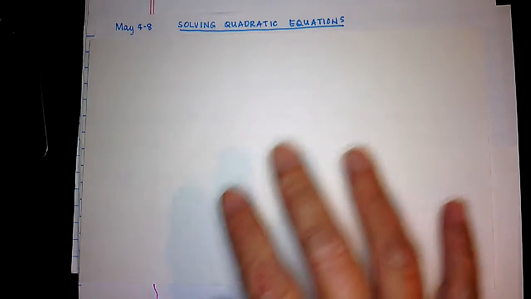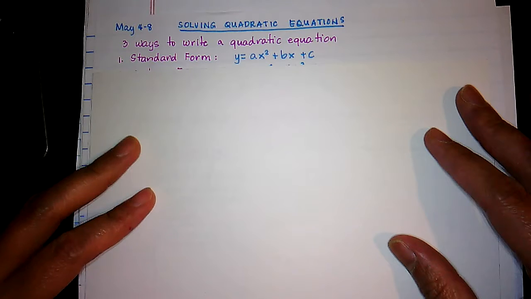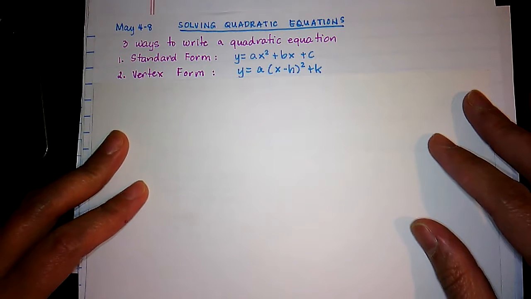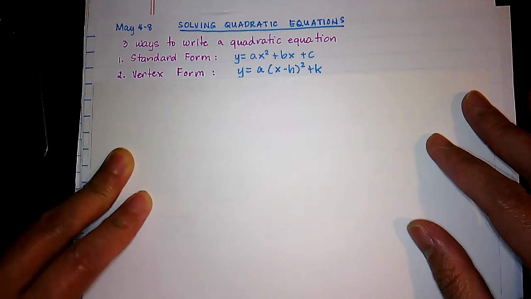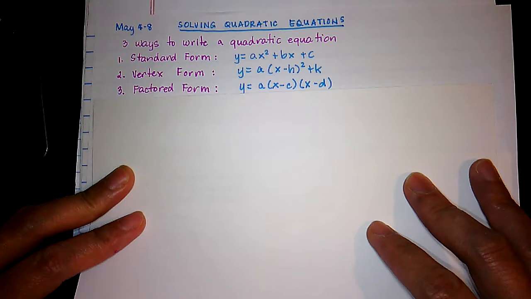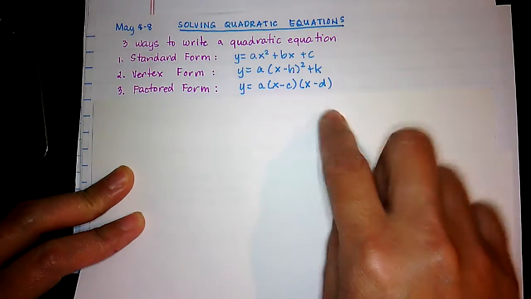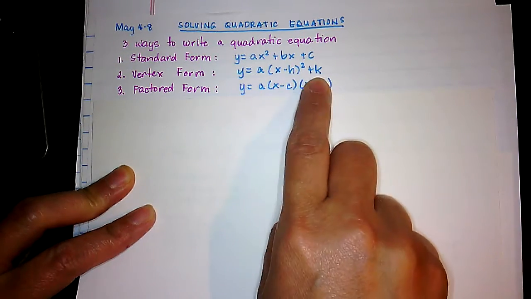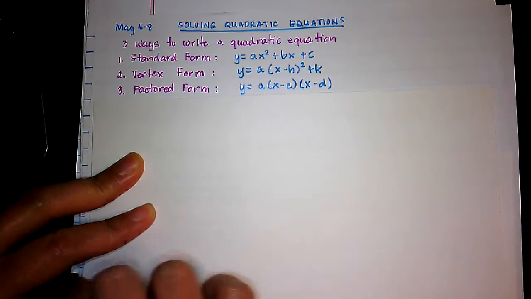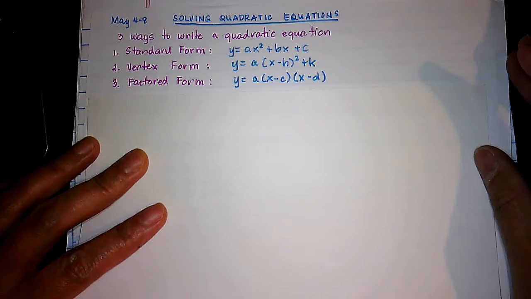All right, so remember, there are three ways to write a quadratic equation. So you have the standard form, which is y equals ax squared plus bx plus c. And then the vertex form, which is y equals a times (x minus h) squared plus k. And then you have the factored form, which is y equals a times (x minus c) times (x minus d). So if you remember, the h and k are the vertex. That's why it's called vertex form. And the factored form gives you the x-intercepts of the parabola, which is the graph of the equation.